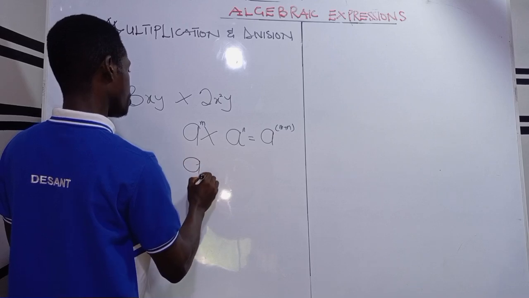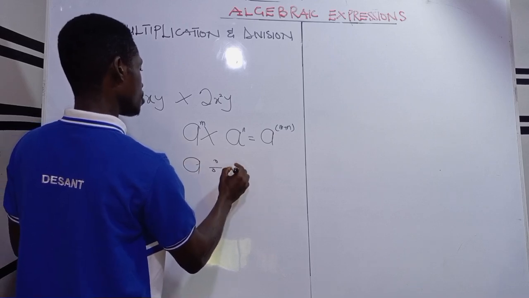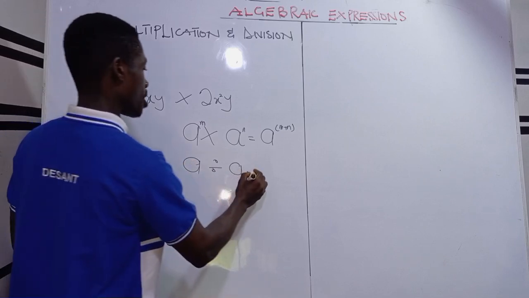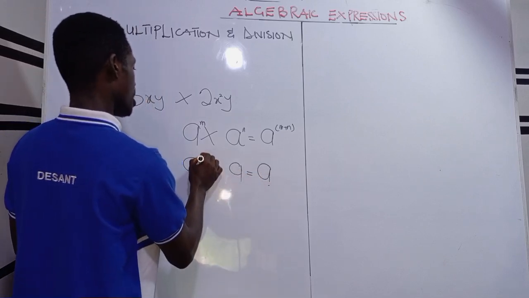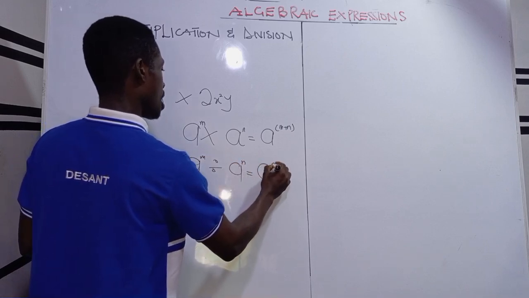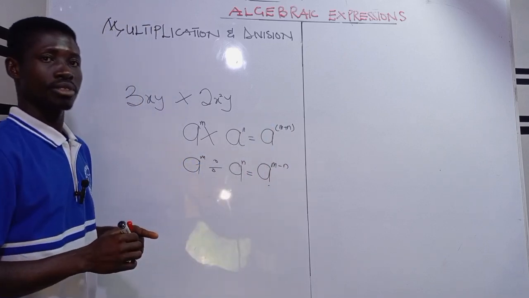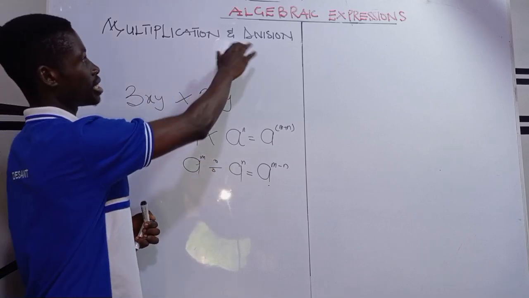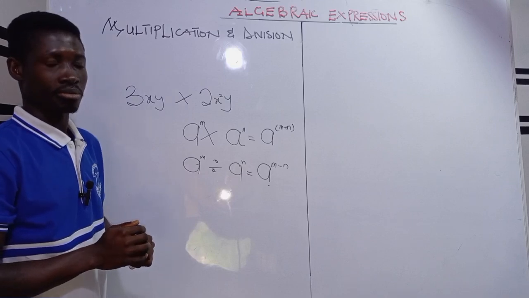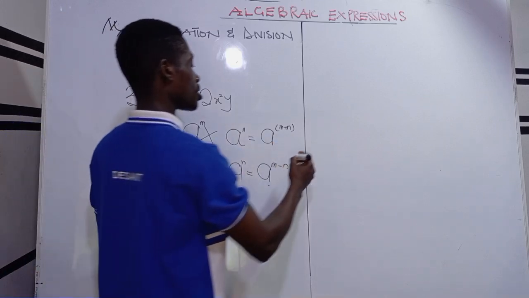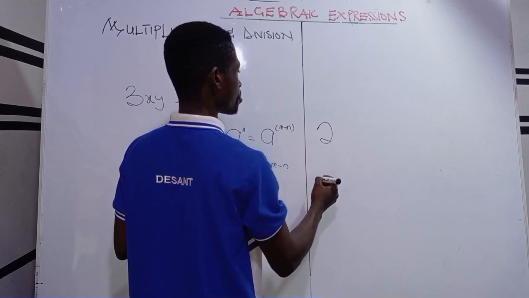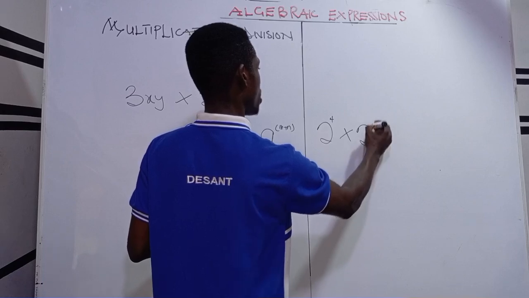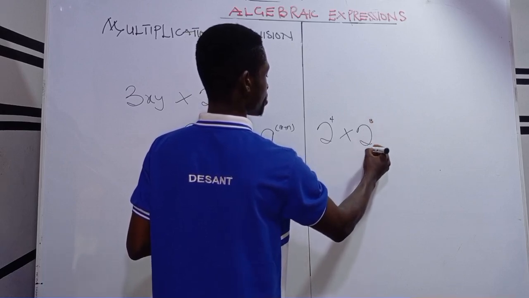Similarly, when you are dividing and the bases are the same, we are just going to pick one of the base and then we subtract their exponents. So we are going to apply this very concept of indices in multiplication and division of algebraic expression. So with the multiplication, let's take it that you have 2 power, let's say 4 multiplying 2 power, let's say 3.